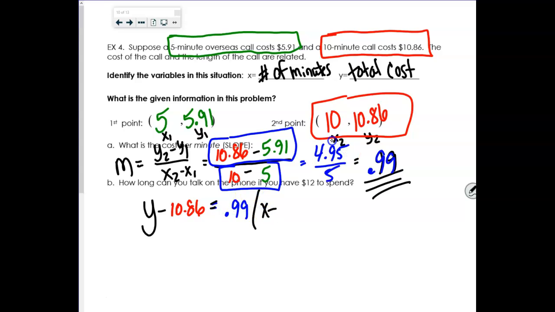And then times x minus the x coordinate from that point you're using, so 10. And again, technically speaking, if they just said, what's your equation? This is an equation. That would work. But let's clean up this equation so we can dive a little further.